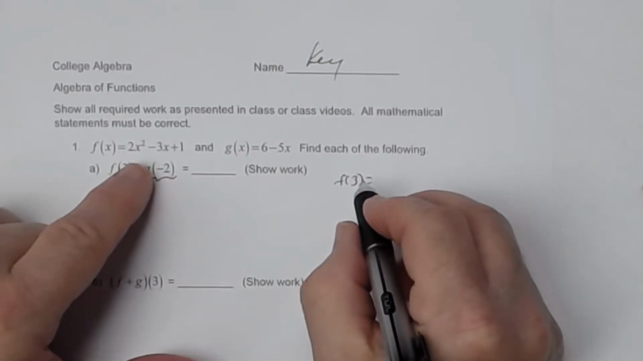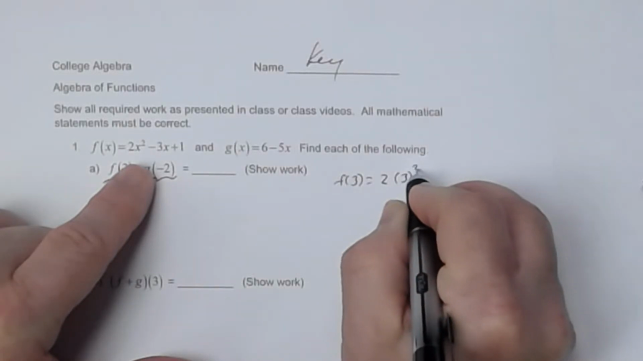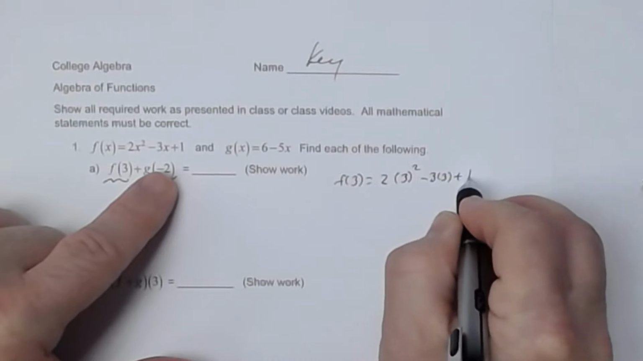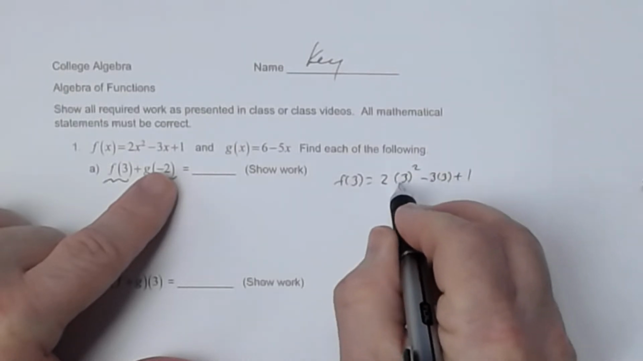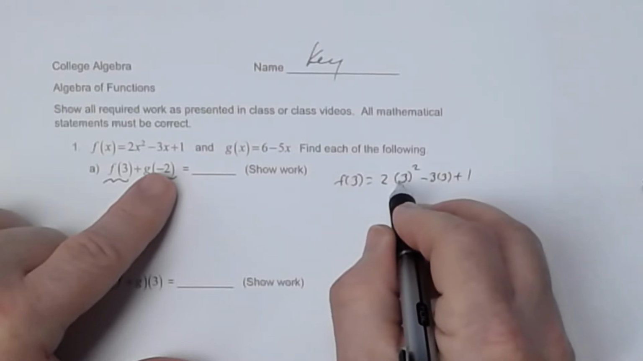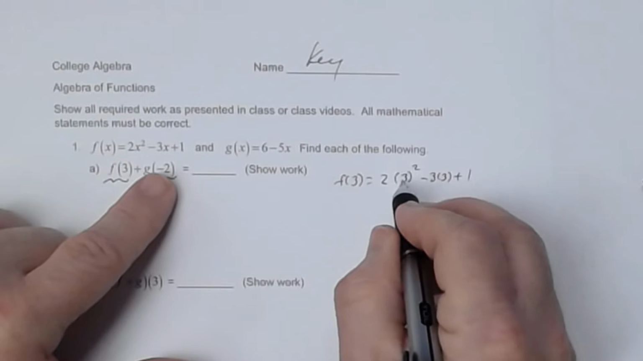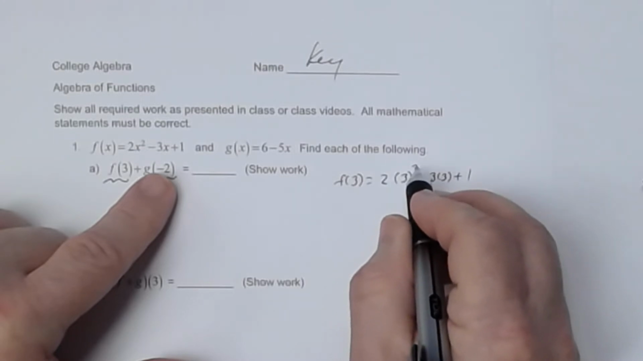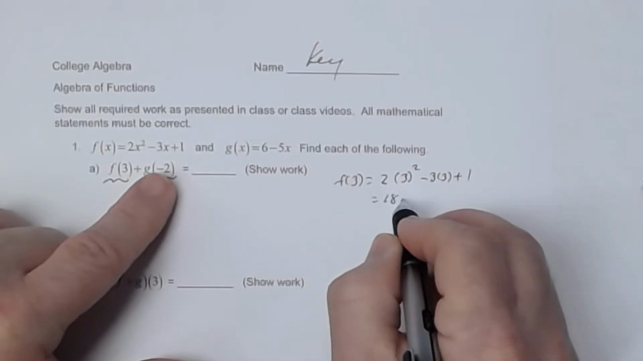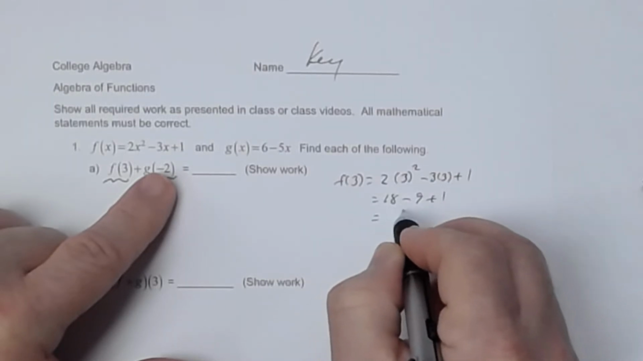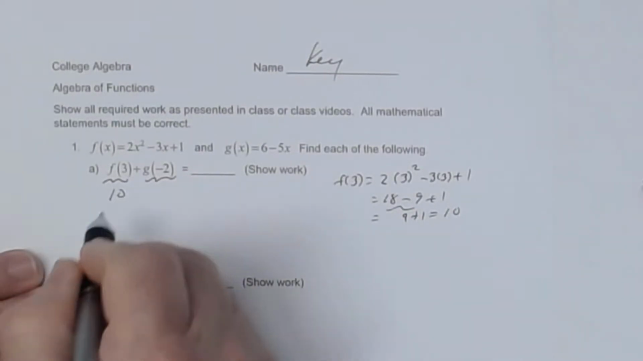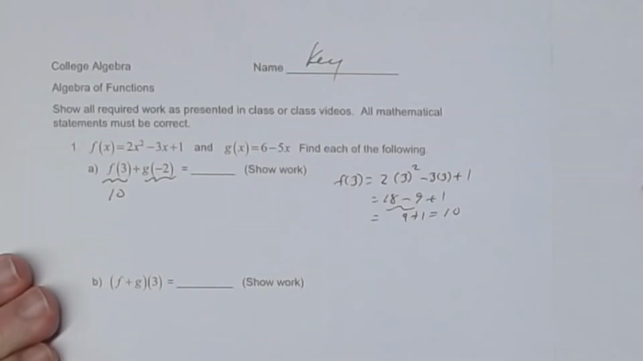So f of 3 then would be 2 times 3 squared. So wherever you see the variable x, I substitute 3, minus 3 times 3 plus 1. Order of operations says I have to do exponents first. So don't multiply. Don't say 2 times 3 is 6 and then square that. That's incorrect. You have to square first. You have to do order of operations, exponents. 3 squared is 9. 9 times 2 is 18. Minus 9 plus 1. 18 minus 9 is 9, and 9 plus 1 is 10. So f of 3 is equal to 10.